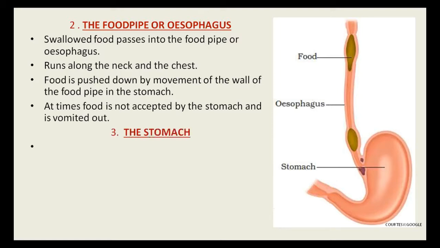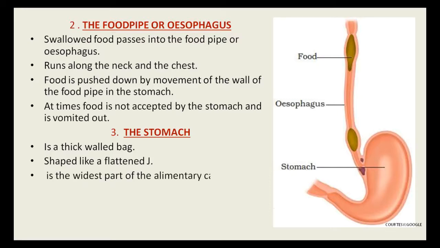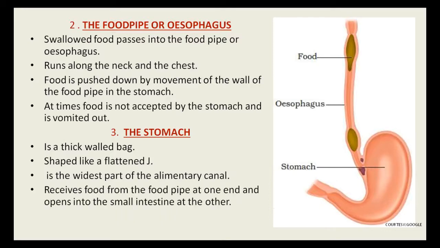The stomach. The stomach is a thick-walled bag which is shaped like a flattened J. The stomach is the widest part of the alimentary canal. The stomach receives food from the food pipe at one end and opens into the small intestine at the other.